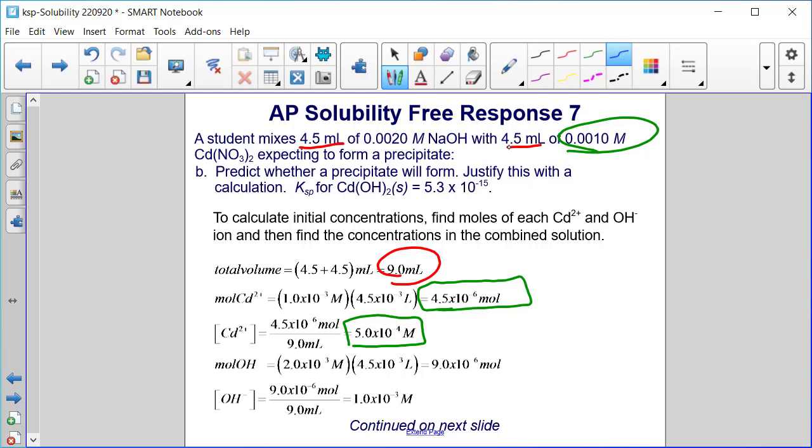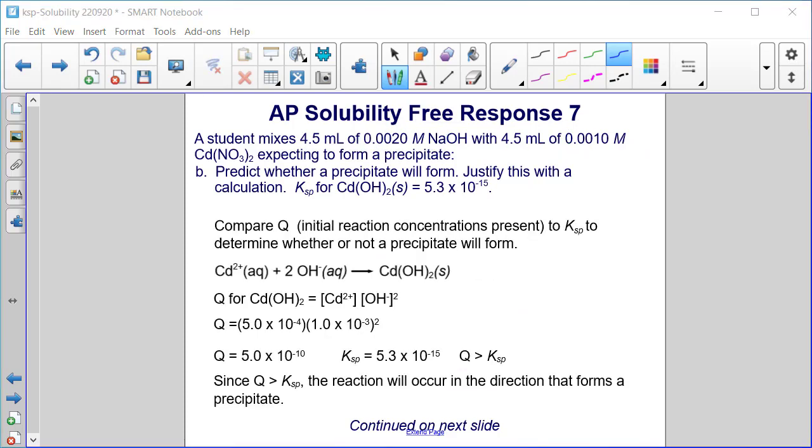Repeat this for the hydroxide. 0.0020 molar, or 2 times 10 to the minus 3 molar, in 4.5 milliliters, or 4.5 times 10 to the minus 3 liters, is 9 times 10 to the minus 6 moles. In 9 milliliters, that is 1.0 times 10 to the minus 3 molar hydroxide. Now that we know the initial concentrations, let's calculate Q.